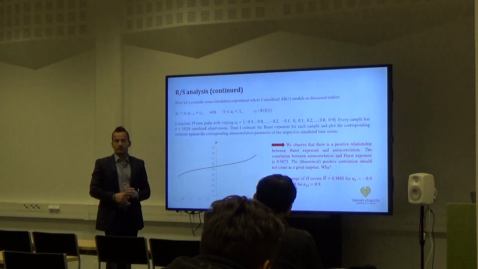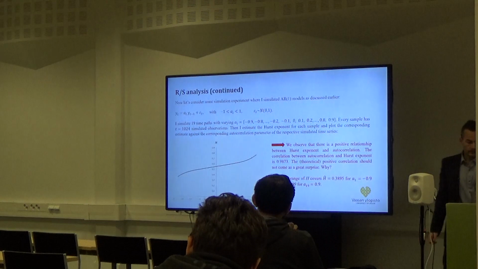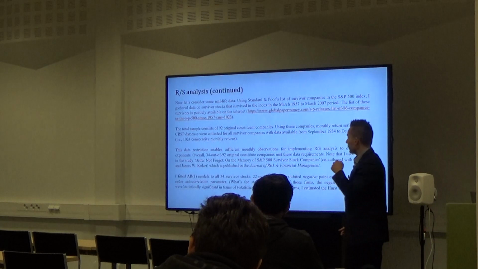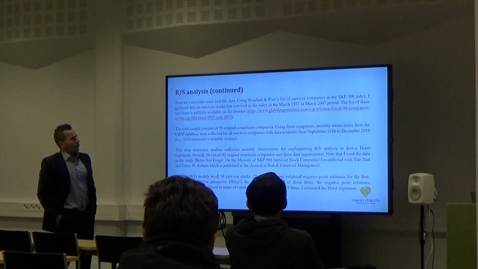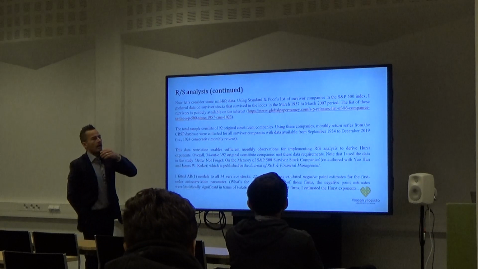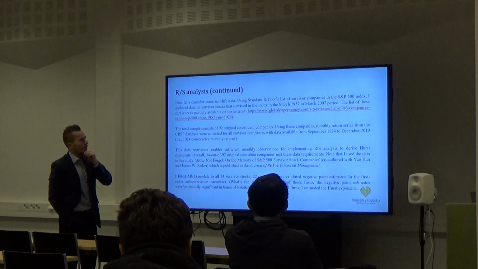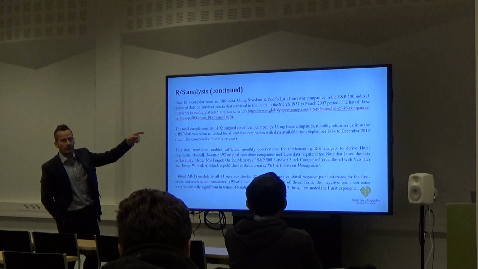That is an interesting finding, right? So what does it mean? So let's consider now some real life data. There's a web page here, what you see here. If you push that button, then you will see that S&P, Standard & Poor's, have published a list of survivor stocks that were constituent companies in the S&P 500 in March 1957 and that have survived 50 years in the S&P 500.